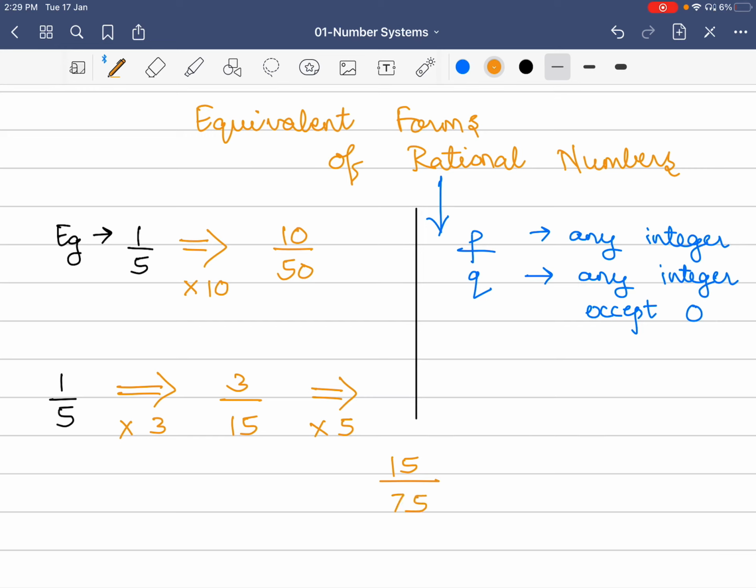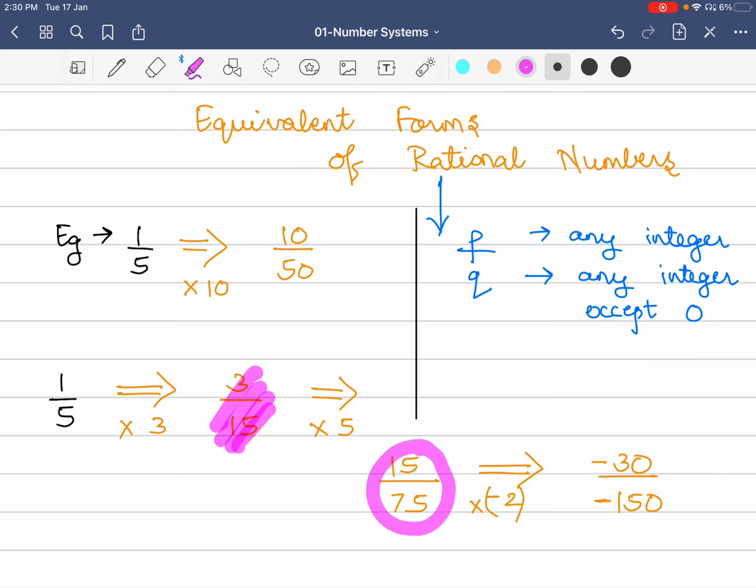We can even continue further. Let's multiply both numerator and denominator by minus 2. So 15 into minus 2 gives me minus 30, and 75 into minus 2 gives me minus 150. Thus, note down, 3 by 15, 15 by 75 and minus 30 by 150 are all equivalent forms of 1 by 5.